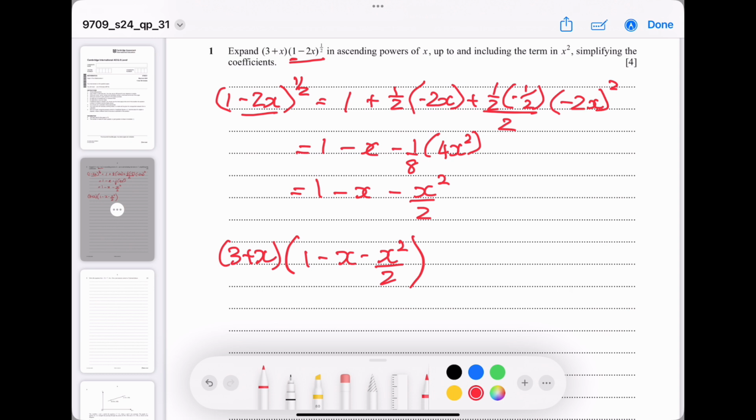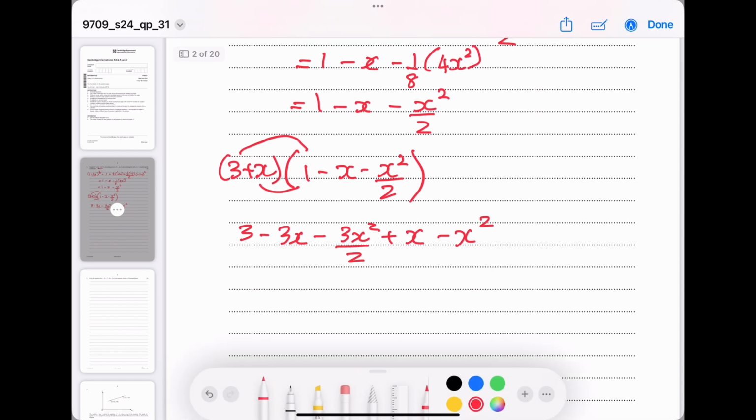So the order you do this expansion is up to you. So I'm going to focus on the 3. So I'm going to multiply everything by 3 first. So it's 3 minus 3x minus 3x squared over 2. Then I'm going to multiply everything by x. That's plus x minus x squared. And as I said, I can stop here because I know that x times the negative x squared over 2 gives me an x cubed term.